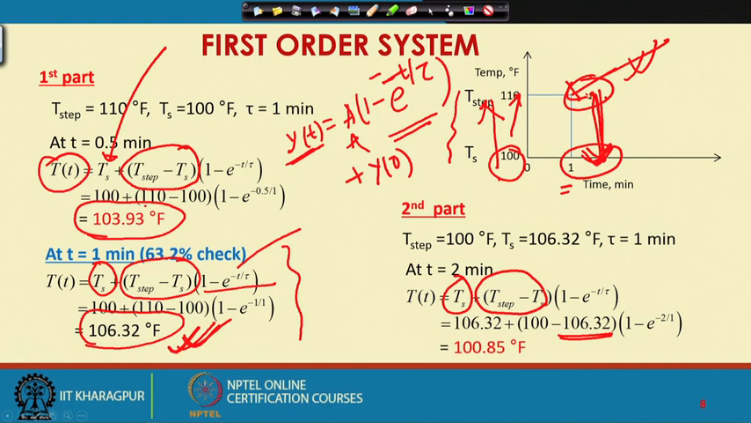So, this is that value, and 1 minus e to the power minus t by tau. So, time t equal to 2 minute, and you straight away compute as 100.85 degree Fahrenheit.